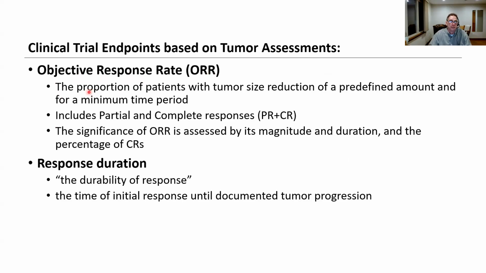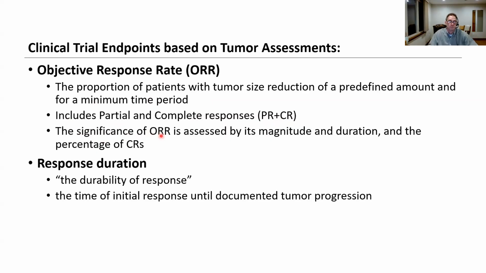So the objective response rate is the proportion of patients with tumor size reduction of a predefined amount for a minimum time period. In this case, from the RECIST criteria, it's about a 30% decrease in tumor size. This includes partial and complete responses. You'll see it as PR plus CR.